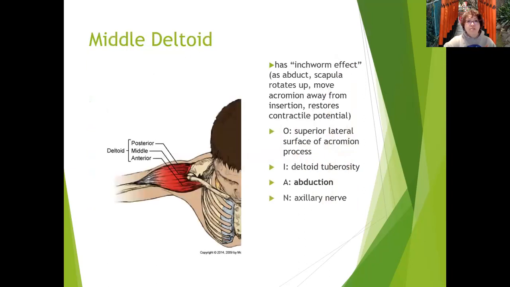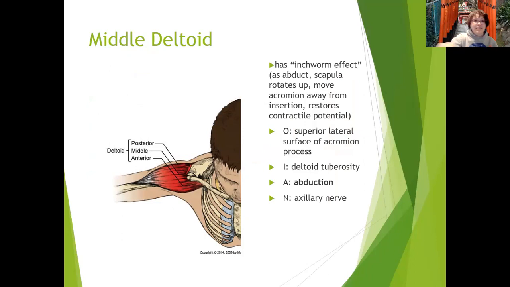So the middle deltoid, its origin is the superior lateral surface of the acromion process. So just that nice little shelf that we carry a purse or a backpack on. And its insertion is the deltoid tuberosity. So the deltoid tuberosity is the insertion for all of the heads of the deltoid. Its job is abduction. That's what it can do.